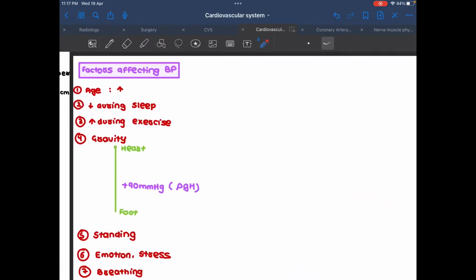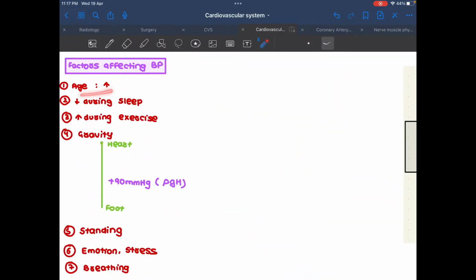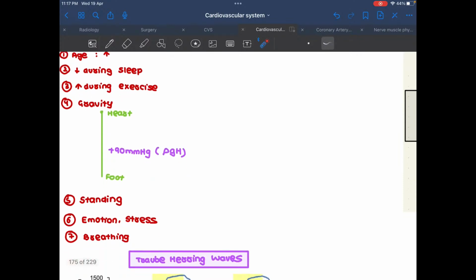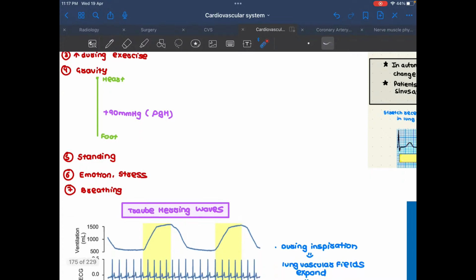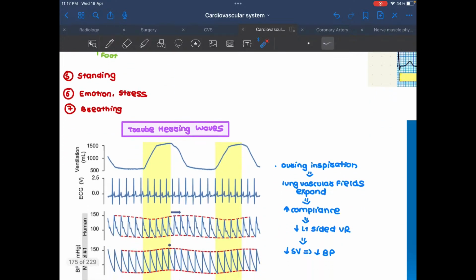And what are the factors which affect your blood pressure? Age: an increase in age will increase your blood pressure, especially your diastolic blood pressure, as a result of arteriosclerosis. Blood pressure is going to decrease during sleep. It's going to increase during exercise, and don't forget gravity can influence your blood pressure, as we know how the potential energy is going to fluctuate. On standing, the blood pressure might modulate, it might decrease for a while. Emotion and stress might increase it, and your breathing, very important.